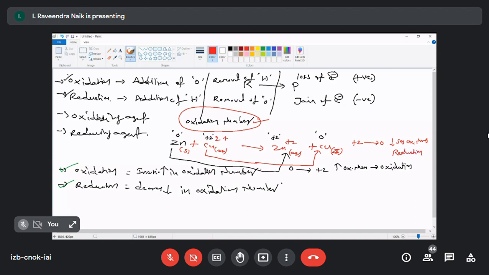When we observe a reaction, both oxidation and reduction take place simultaneously. This type of reaction is called a redox reaction. Re means reduction, and ox means oxidation. If both reduction and oxidation are present in the same reaction, we call it a redox reaction. We balance only redox reactions.